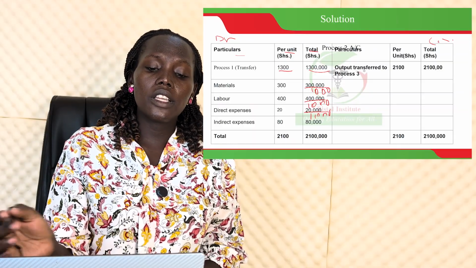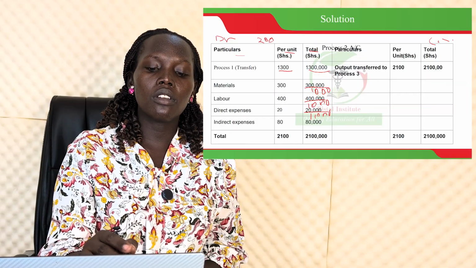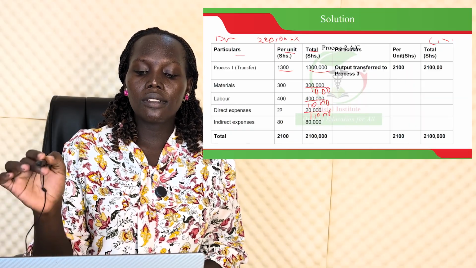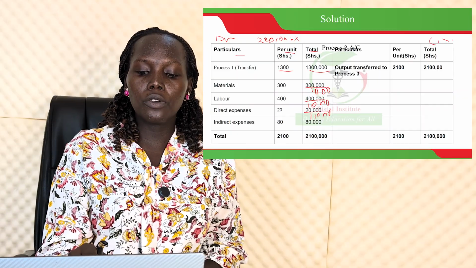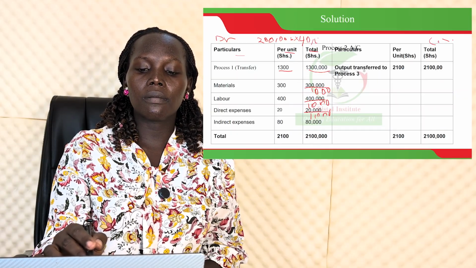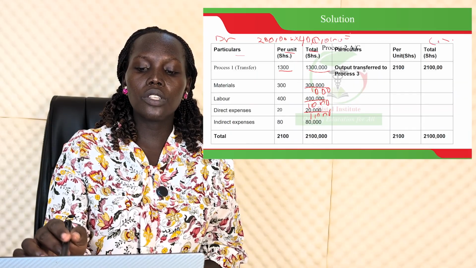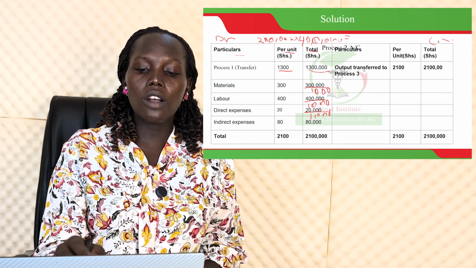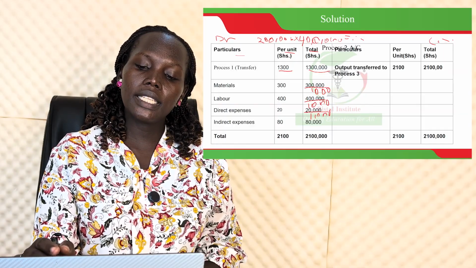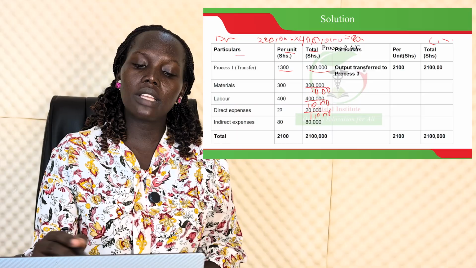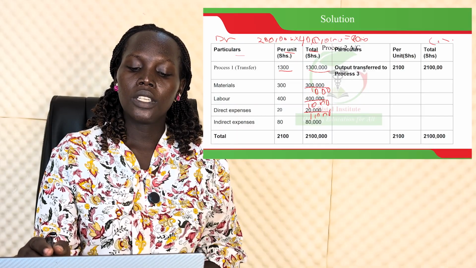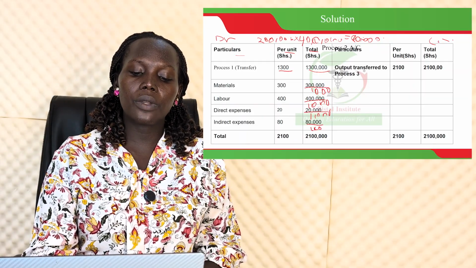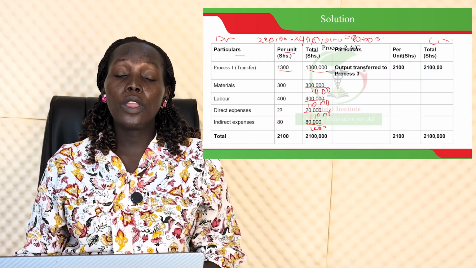Remember that they told us that they have 280,000 times the labor, which is 400, times 400,000, which we shall get, then divide by the total labor cost, which we shall get 80. When we divide, we get 80. So 80,000 divided by 1,000, we get 80.